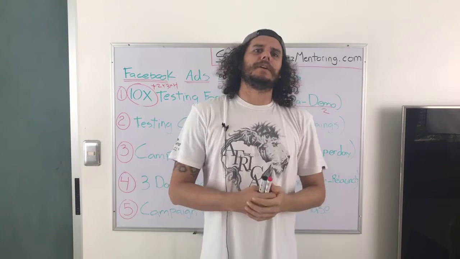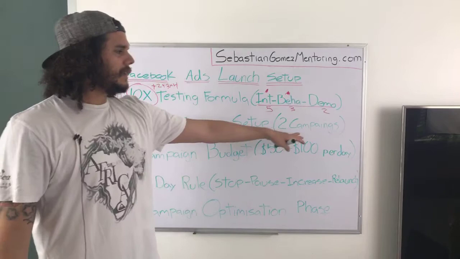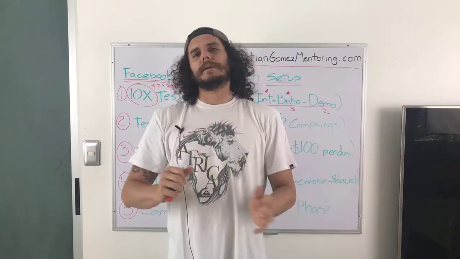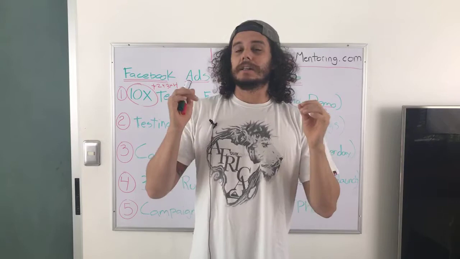So again, let's go to the whiteboard. Once we have our 10 interests, of course, we need a testing basis, which is our setup. Generally, I split the 10 interests into two. So I'm going to have 5 interests in one campaign and 5 interests in another campaign, so a total of 2 campaigns. I'm going to go in depth and erase a little bit of what I have here so I can focus on the exact setup that I use, for you guys to understand.